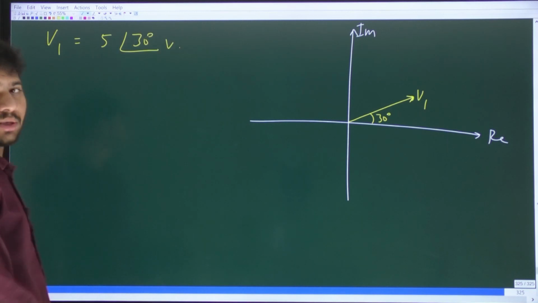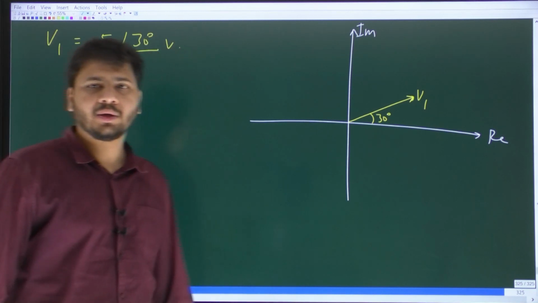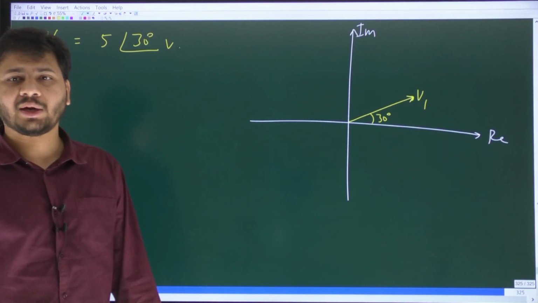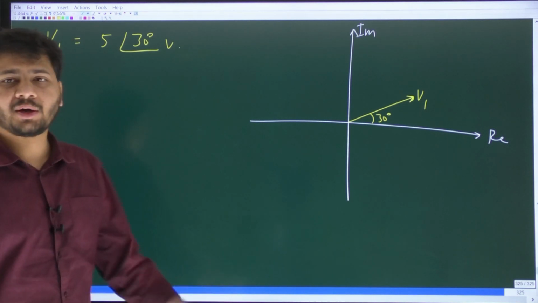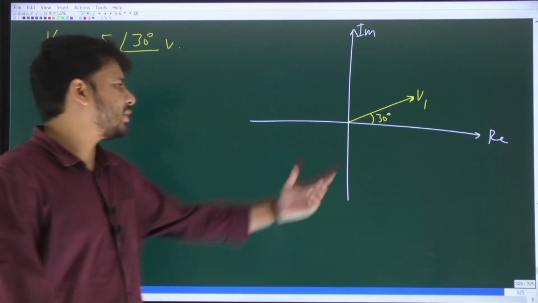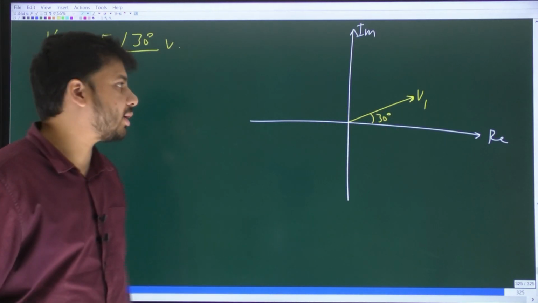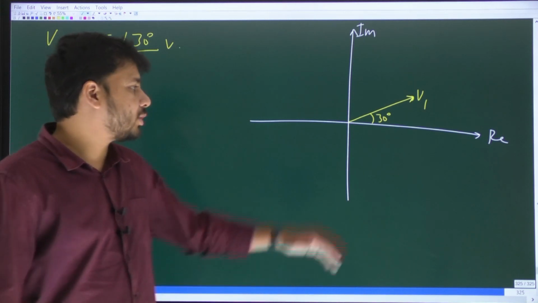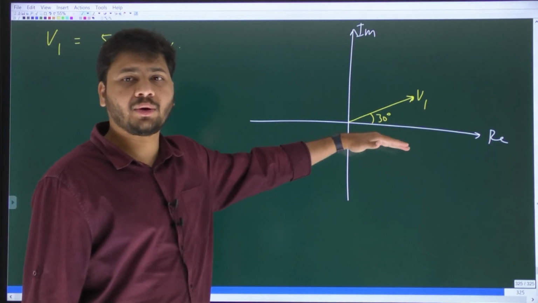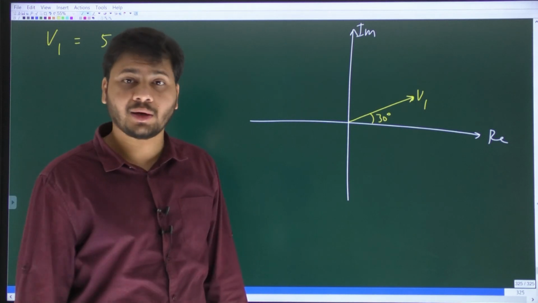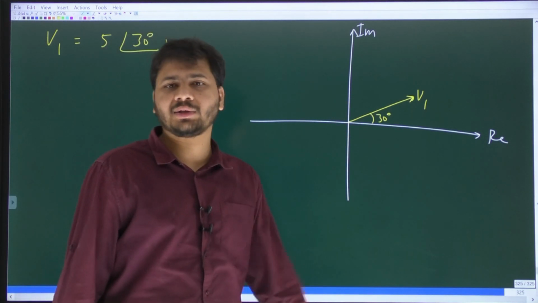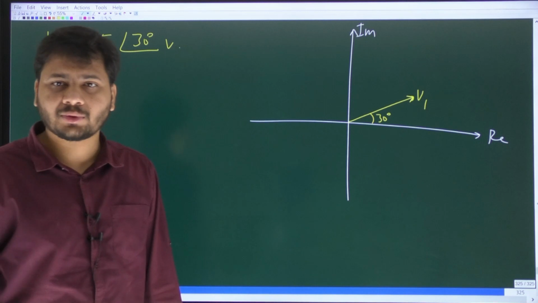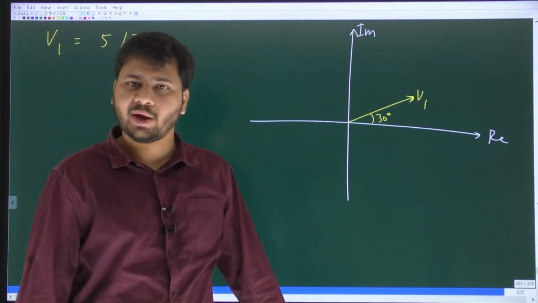So once again, let's say we have a phasor voltage V1, which is 5 angle 30 degrees volts. So 5 is the magnitude of the phasor, which is the same as the length of the phasor. And the angle is 30 degrees, which is positive. So from the positive real axis, you should rotate by 30 degrees in the anti-clockwise direction. So clearly the phasor would lie in the first quadrant, and it has a length of 5 units.